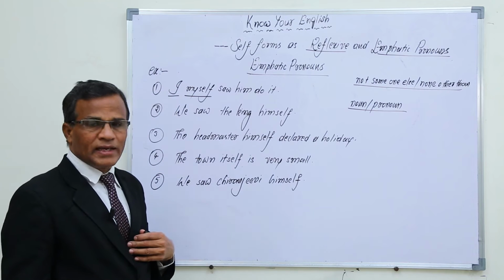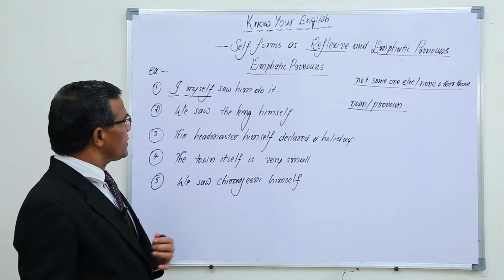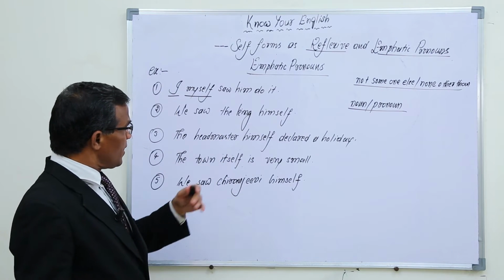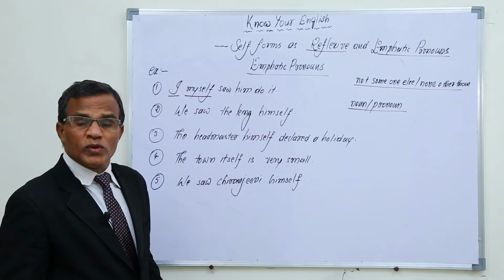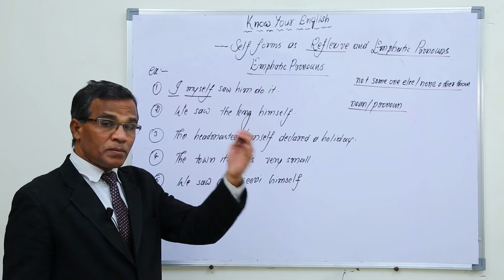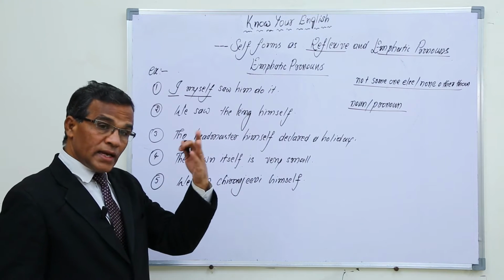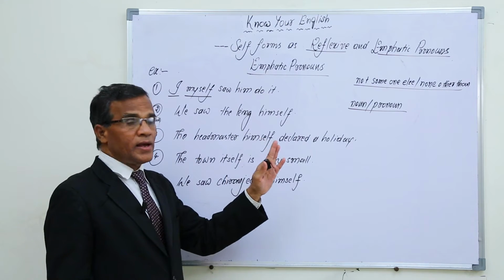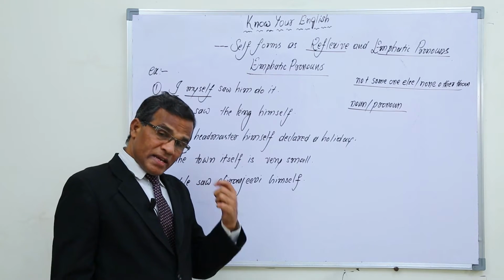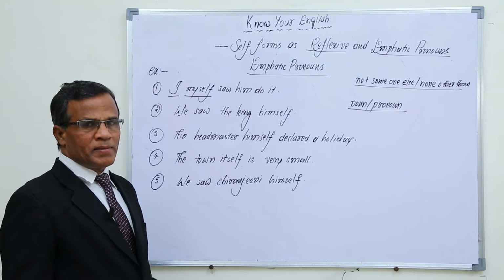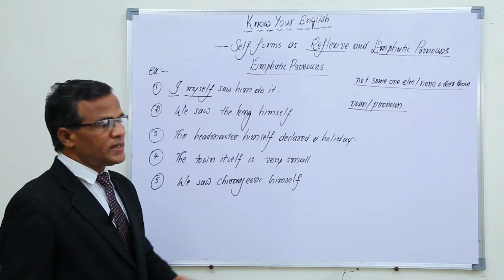None other than me. So it happened: none other than myself saw him do it. It means not any other person. I myself saw him do it means I myself only saw that one. No other person did that.